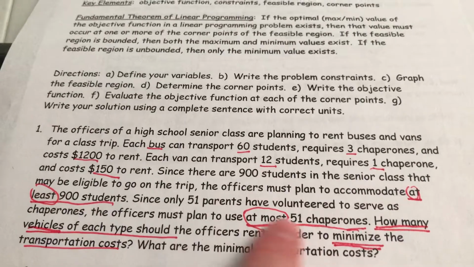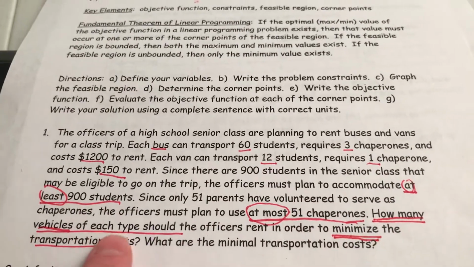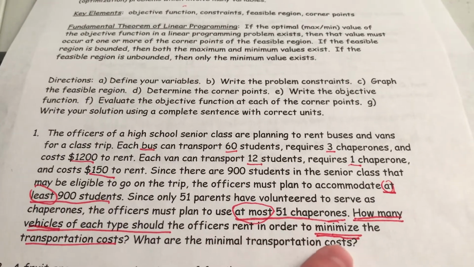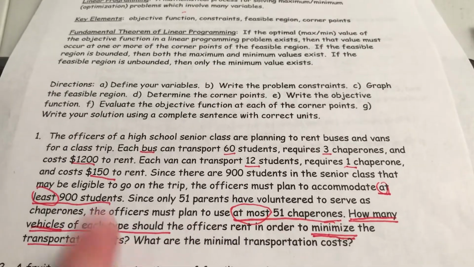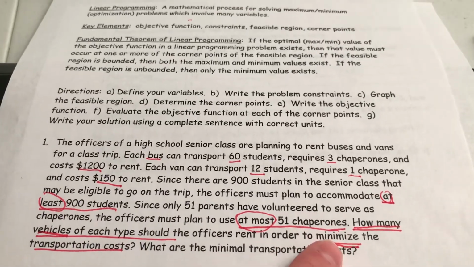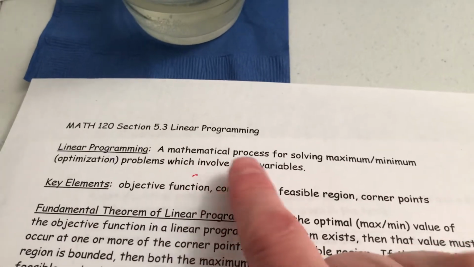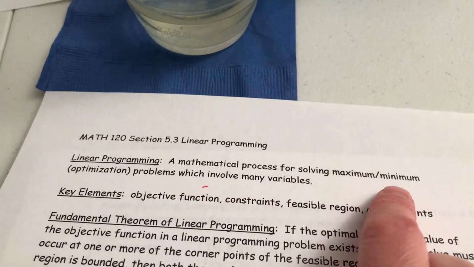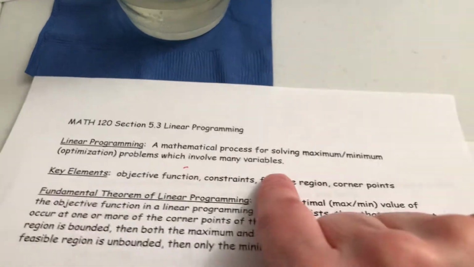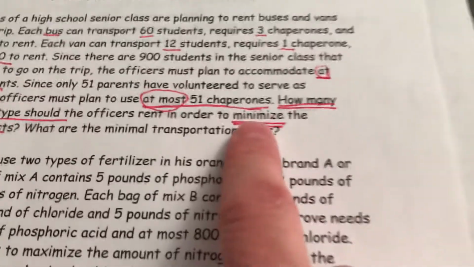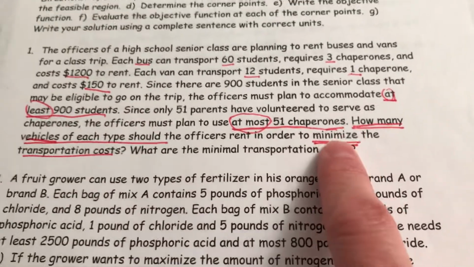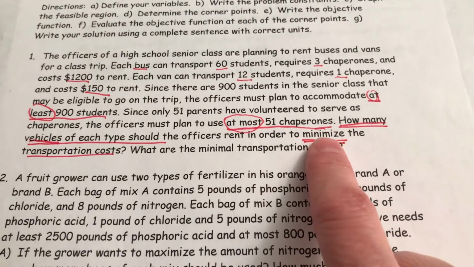At the end of this sentence it says, how many vehicles of each type should the officers rent in order to minimize the transportation costs? We're looking to minimize the cost, and that is what linear programming is. It's a mathematical process for solving max-min problems, which involve many variables. So we have to minimize costs. So our objective function has to be written about our cost function.